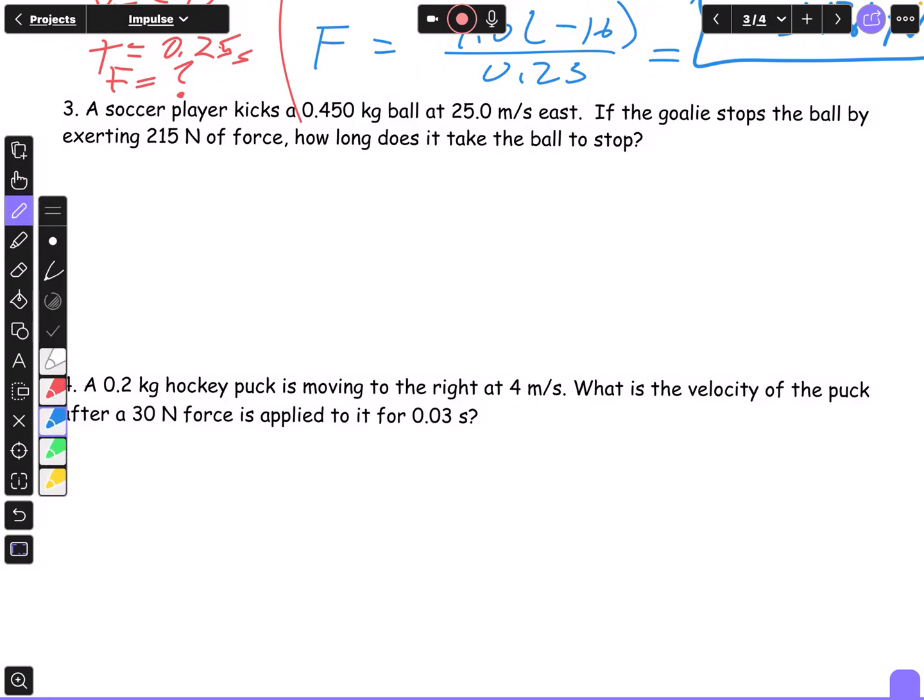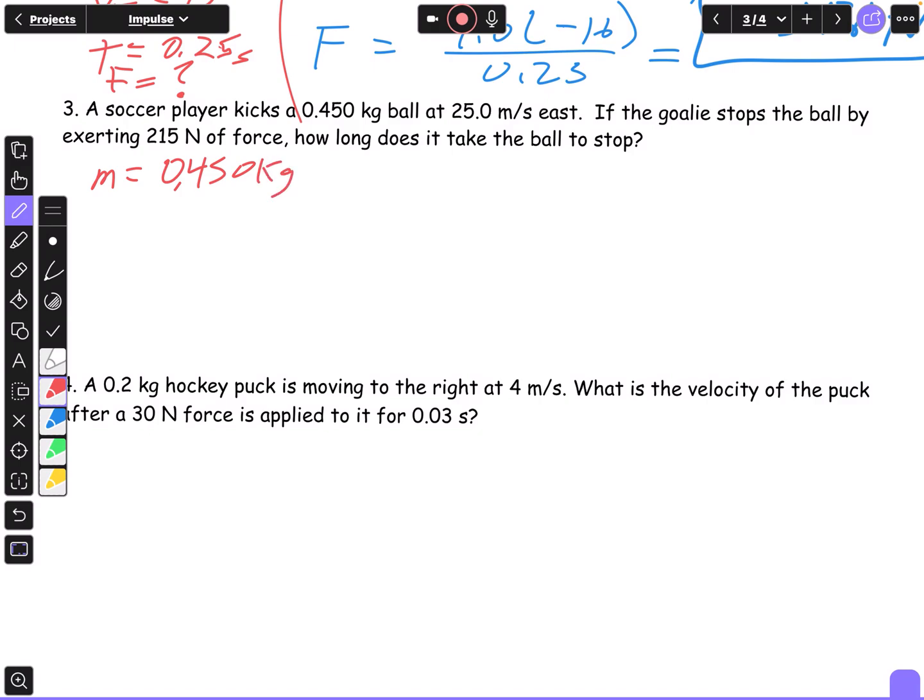A soccer player kicks a 0.450 kilogram ball at 25 meters per second east. If the goalie stops the ball by exerting 250 newtons of force, how long does it take the ball to stop? Alright, so I write down my givens. It tells me first my mass in the problem is 0.450 kilograms.